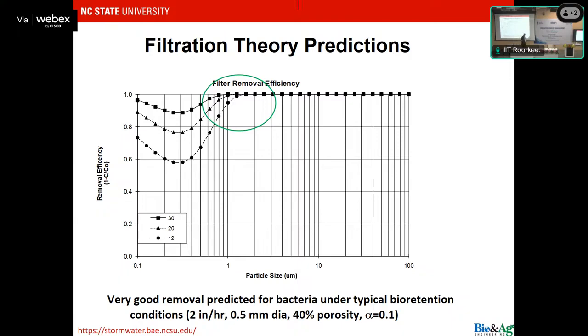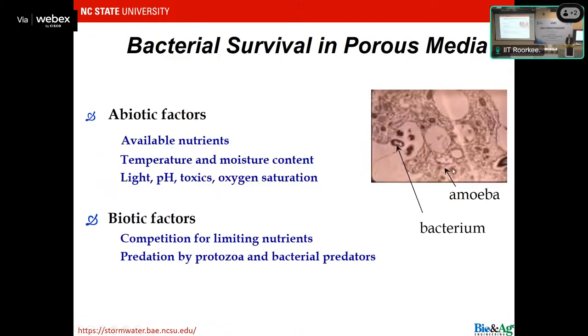And so if bacteria are hitchhiking with sediment and you filter the sediment out, then guess what? You're also filtering out the bacteria. All right. But remember, bacteria are alive. Okay. And because they're alive, that means they can grow. It also means that they can be food to something else. And that's essentially what we see here.